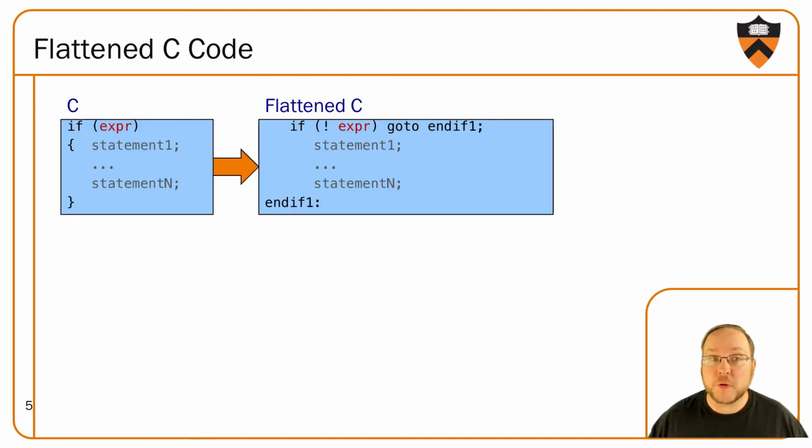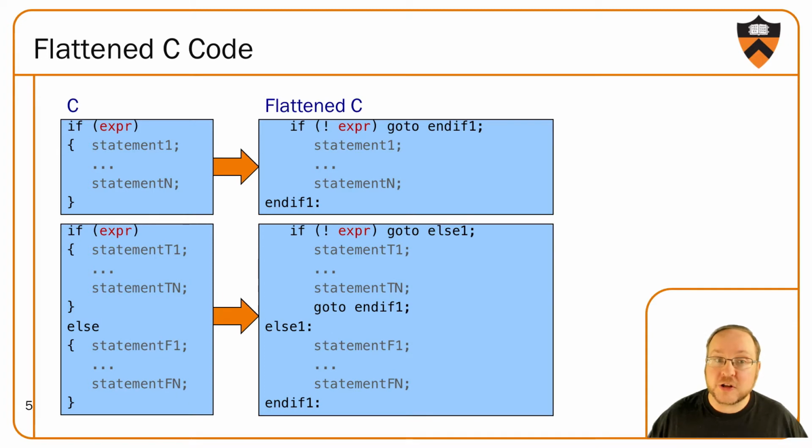So our general approach is going to be invert the condition and then jump to the end of the block. We can see this with an if statement. We invert the condition from our original C into the flattened C, and then we jump over the consequent. And if there's an else clause, we also need to have at the end of the consequent a jump over the alternative to continue with the code that comes after the if statement in its entirety.